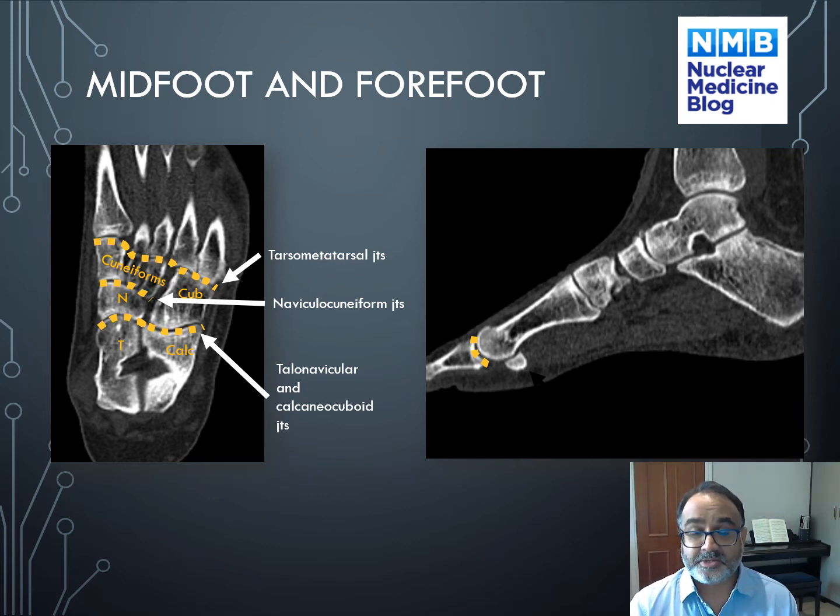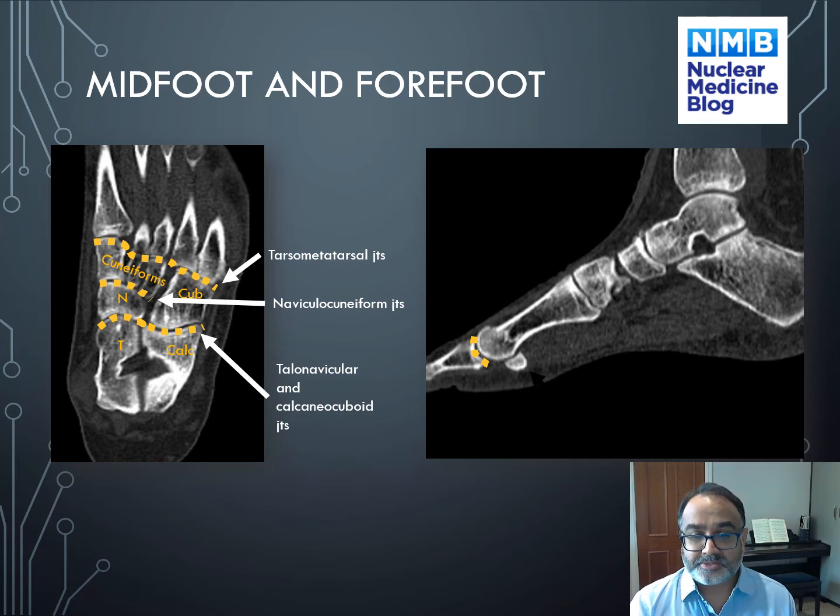And this allows you to look for any subluxations or dislocations, and also helpfully allows you to count the cuneiforms and make sure actually all the bones are there that you expect to be there. So you can see proximally in the midfoot, you've got the talonavicular and the calcaneocuboid joints. You've then got the navicular cuneiform joints, and then you've got the tarsometatarsal joints or Chopart joints.